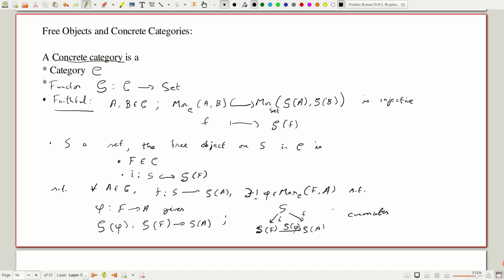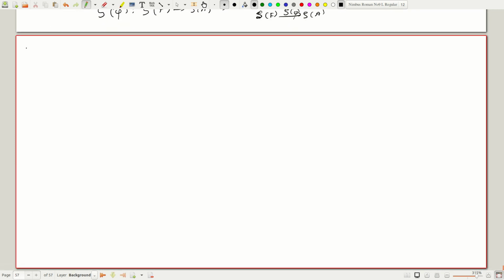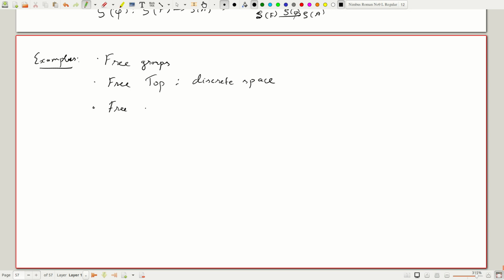So what do we know? We know that free groups, well, we can see what we have. Examples. We have seen free groups. How about free topological spaces? Free Top. Well, you can easily guess, it's just a discrete space. So unlike free groups, the free object is nothing interesting here. If you have a map on sets to another space, you get a map with the same set with the discrete topology. And we also have free abelian groups.